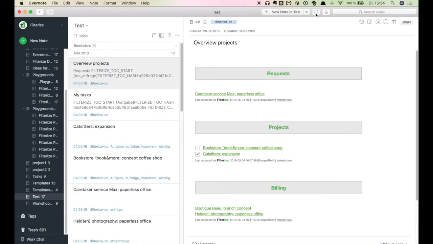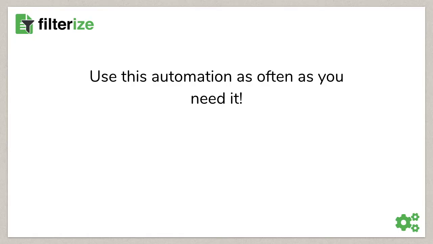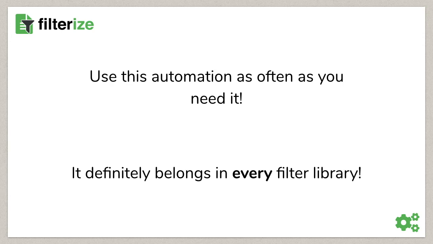Now Filterize checks whether there are automations to be executed, and this way the tag we have set before will be removed and all other automations will also be executed. Of course, you can do this as often as you need it, so every time you set up a new automation, you can do this. Therefore, this filter definitely belongs in every filter library.